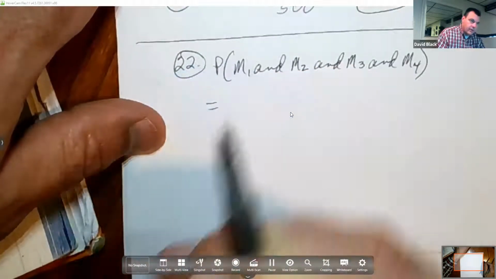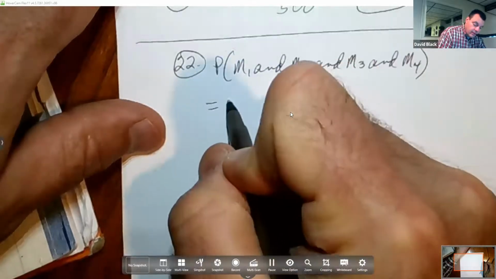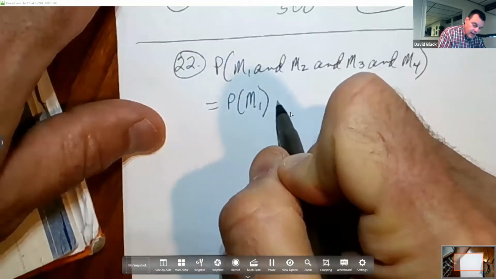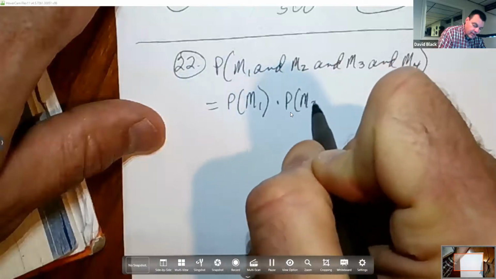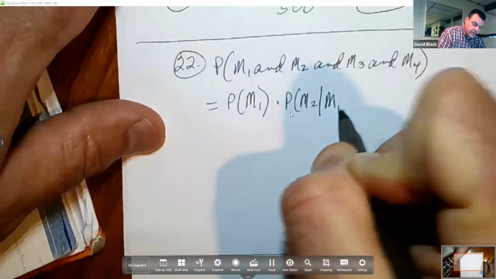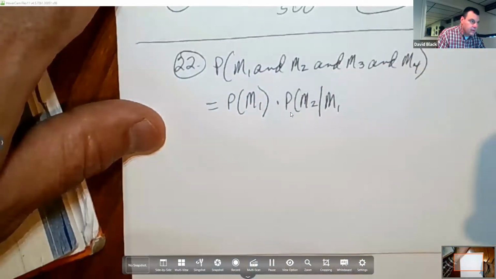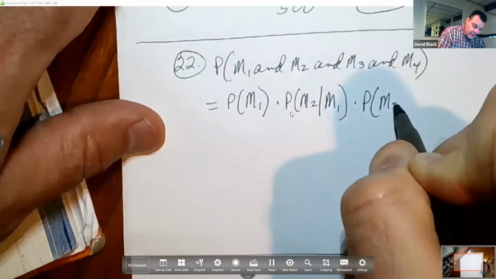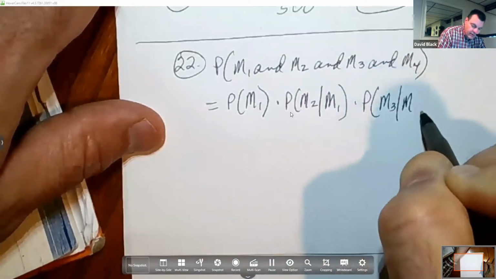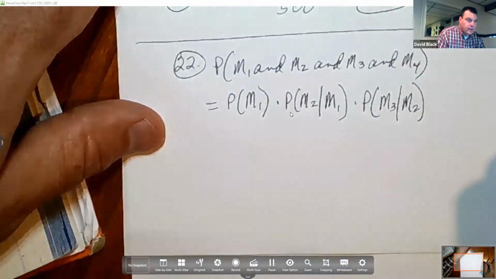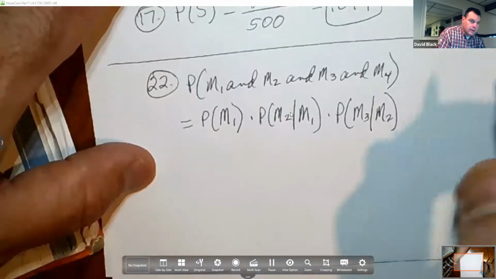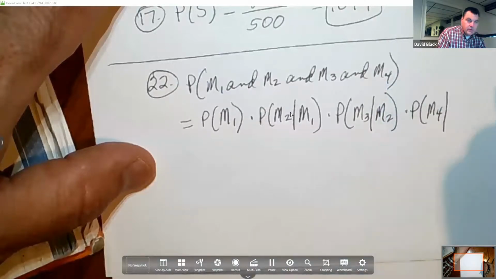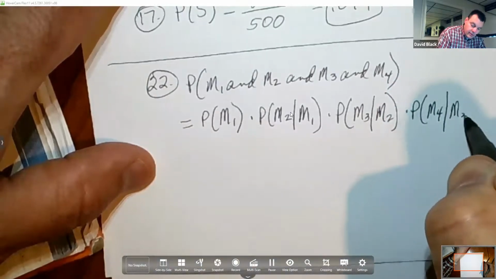Now applying the formula that we just had, that would equal the probability that the first one uses marijuana, times the probability that the second uses marijuana, given that the first used marijuana, times the probability that the third used marijuana, given that the second and the first used marijuana. I'll just put the second. Times the probability that the fourth used marijuana, given that the first three used marijuana. I'll just put the third.